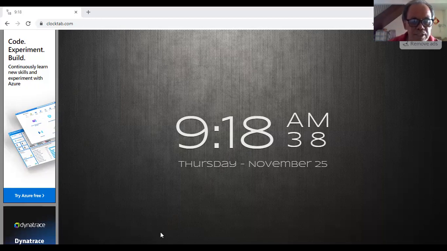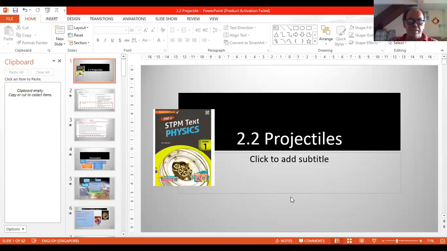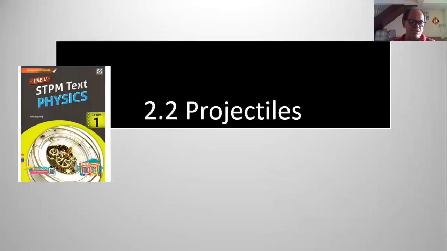Today we'll go to projectile motion, or another way of saying it is motion in 2 dimensions, not on a straight line. This is one of the books in the market that STPM students can use. In fact, I use it with my students.